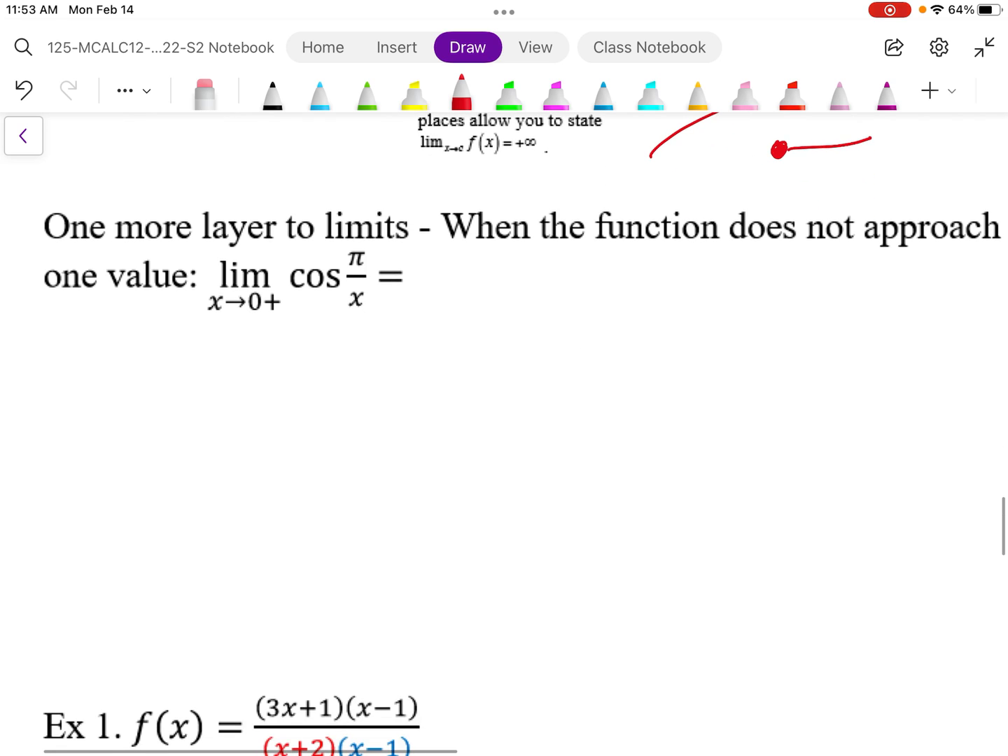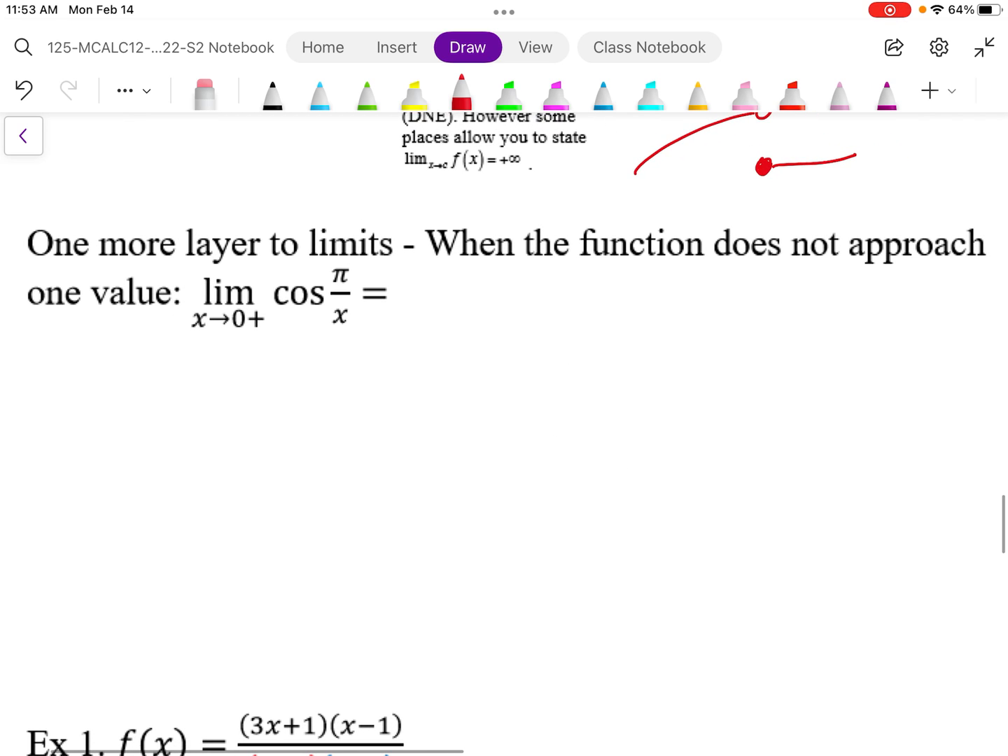Lastly, there's one more layer to these limits. This limit here, as x approaches 0 of cos of pi over x, what's happening is we end up dividing by 0. And as we divide by 0, we're approaching infinity, and we're approaching infinity very quickly. So this value is becoming cosine of infinity. It's going through the angles faster and faster as we approach 0. So what is the graph going to look like? I'm just going to sketch what this graph looks like.